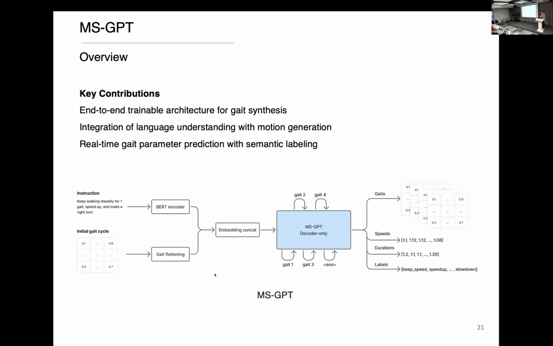Yes, and here's our architecture overview. Let's imagine this instruction: keep walking steadily from one gait, speed up, and make a right turn. It means that we will have some predefined set of steps, which will have some predefined set of muscle activations. This instruction is expanded into walk straight for one gait, one token for one gait, then speed up for one gait, and we have these speed up and slow down labels. They are also added to the dataset.